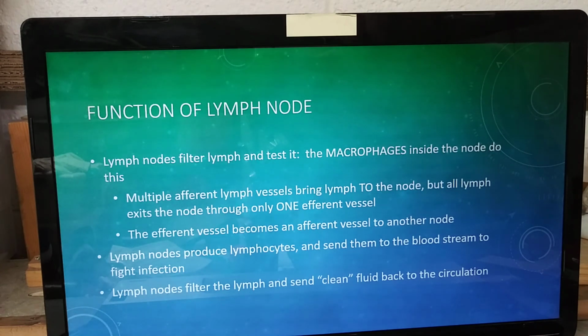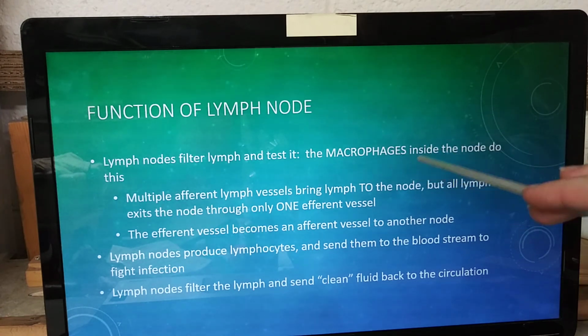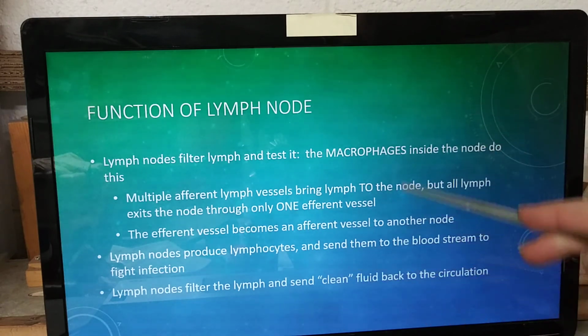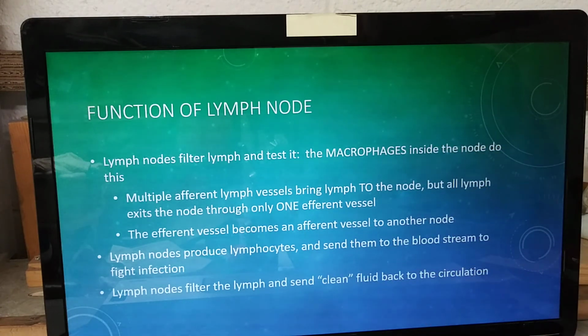The lymph nodes also produce lymphocytes, which are one of those types of white blood cells we learned about in the last module, and sends them out into the bloodstream to fight infection. The last thing that we want to know about the lymph nodes is that they filter the lymph and they send clean fluid back to the circulation. So the macrophages and the lymphocytes, they're doing their job to fight infection and remove pathogens and other things from the lymph before it sends it out into the circulation.